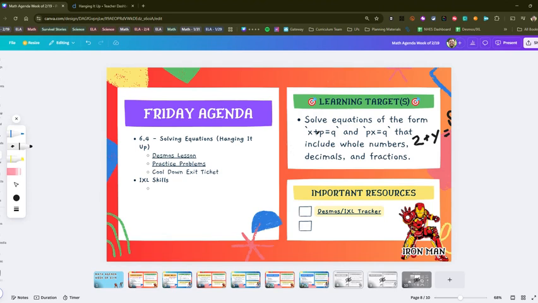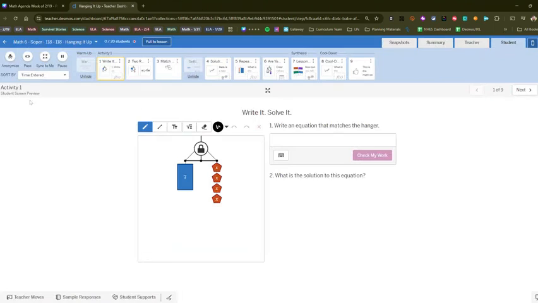That is x plus p equals q. You're adding two numbers to equal a sum. px equals q is another way of saying two numbers multiplied equal a product. The numbers we're going to look at include whole numbers, decimals, and fractions. So let's go ahead and take a look at our Desmos for today.